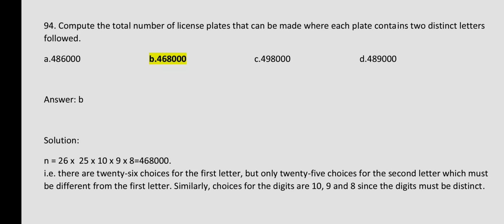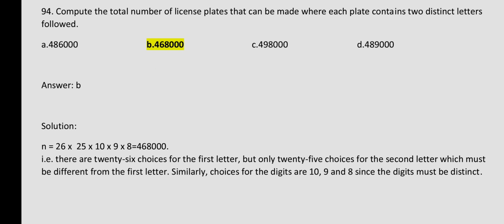Number 94. Compute the total number of license plates that can be made where each plate contains two distinct letters followed by three distinct digits. The answer there is letter B, 468,000. Just memorize that question, the answer is letter B.